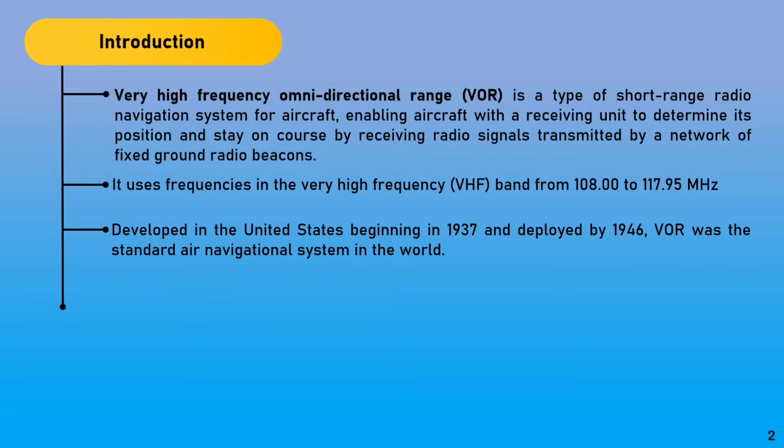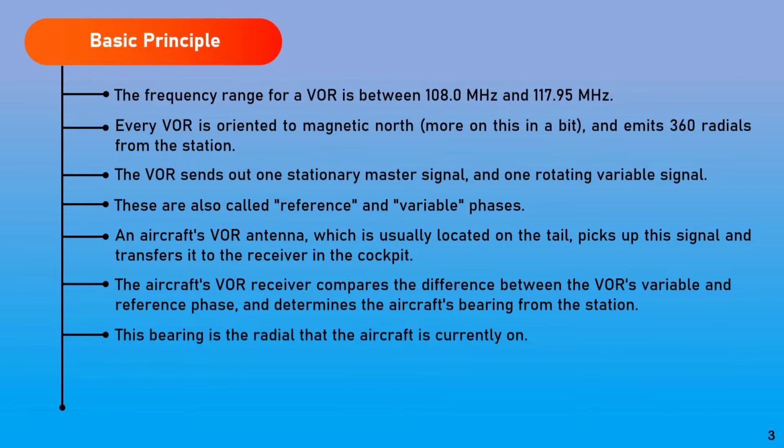Developed in the United States beginning in 1937 and deployed by 1946, VOR was the standard air navigational system in the world. Basic principle. The frequency range of a VOR is between 108 MHz and 117.95 MHz. Every VOR is oriented to magnetic north and emits 360 radials from the station. The VOR sends out one stationary master signal and one rotating variable signal. These are also called the reference and variable phases.